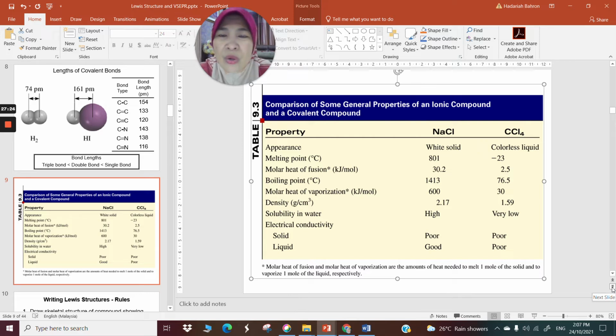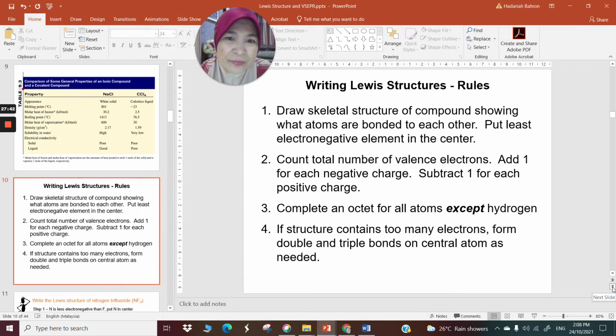All of those differences can be explained through the bonding that exists between them, through the shape of the molecule, and also through the strength of bond that you can find in the compound.